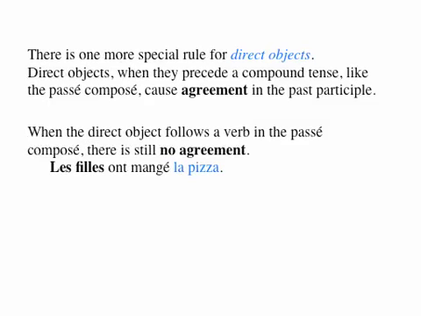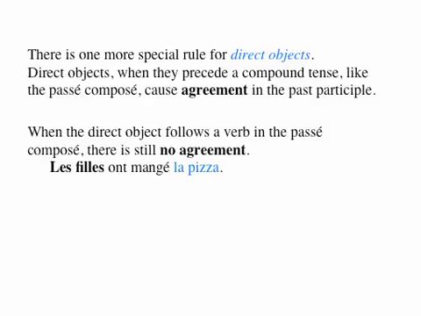Now, when the direct object follows a verb in the passé composé, there's still no agreement. Les filles ont mangé la pizza. Helping verb avoir, manger does not agree with the subject, les filles. La pizza is a direct object, but it follows. And when it follows, there's no agreement of the past participle.